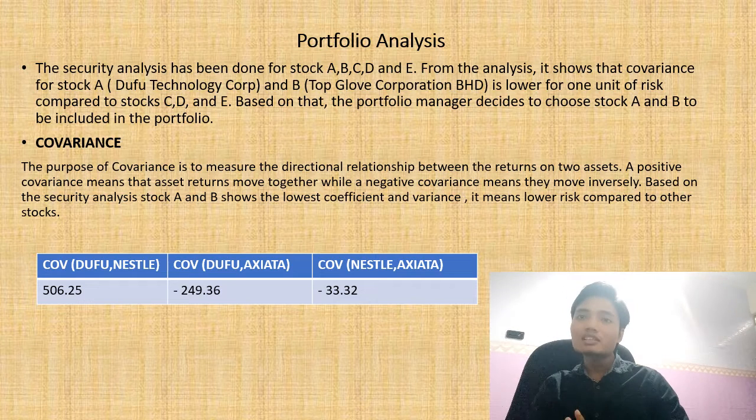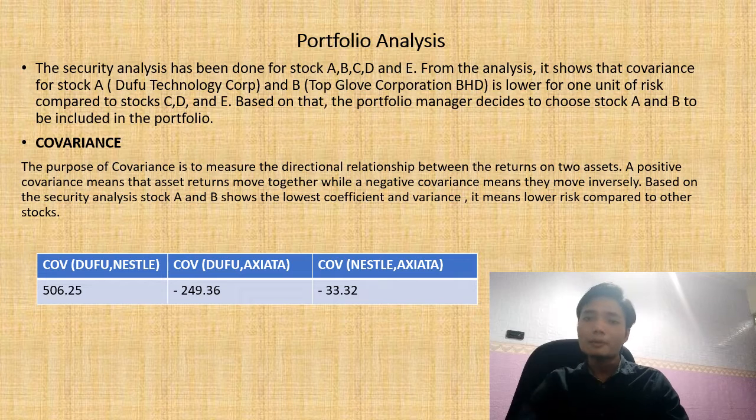Covariance Dufu and Nestle is 506.25. Covariance Dufu and Axiata is negative 249.36. Covariance Nestle and Axiata is negative 33.32.